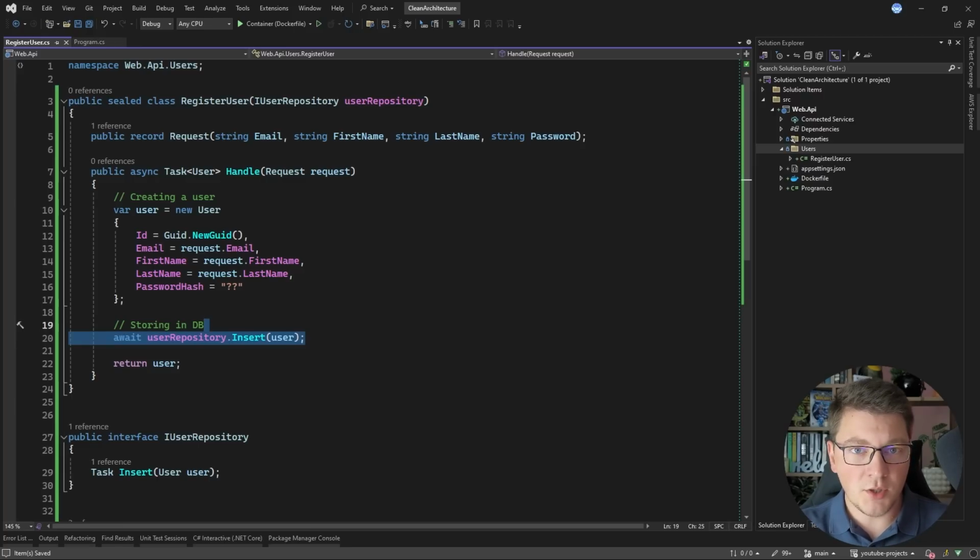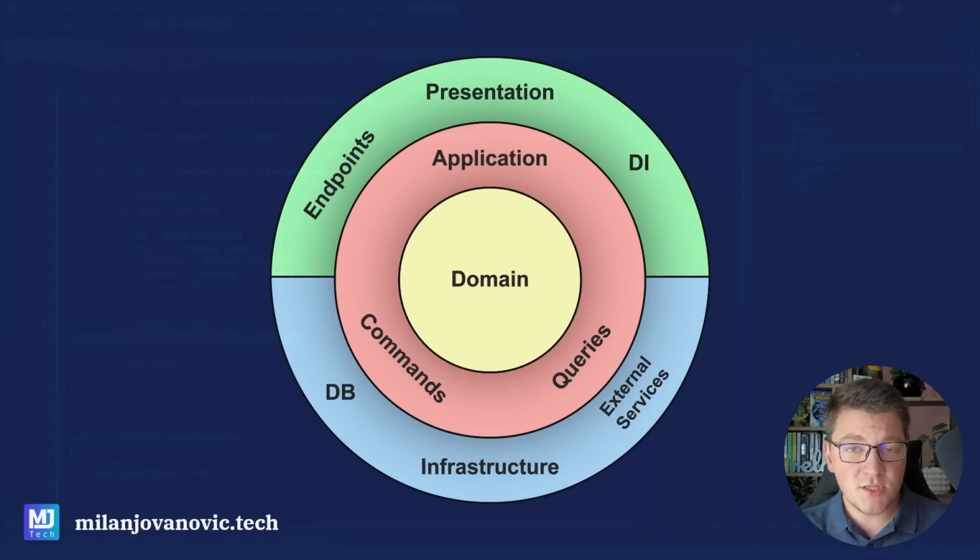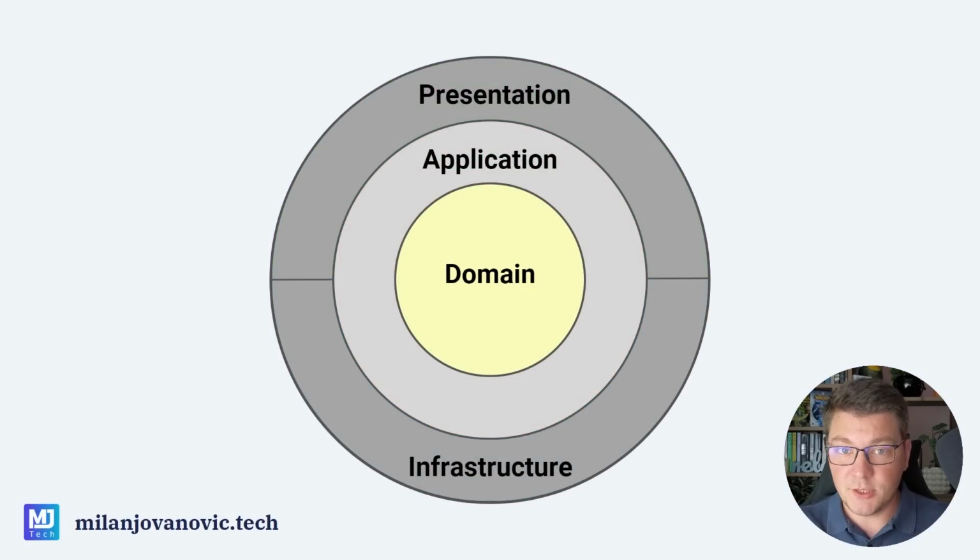Now let's do a context switch and briefly discuss the clean architecture on a high level. This is a very common representation of the clean architecture where we have the domain layer at the core, the application layer surrounding it, which contains your use cases, and we have the infrastructure and presentation layers containing the implementations of the abstractions in the levels below. So fundamentally, we have our domain layer at the core that contains our system's entities. In our example, this would be a user.